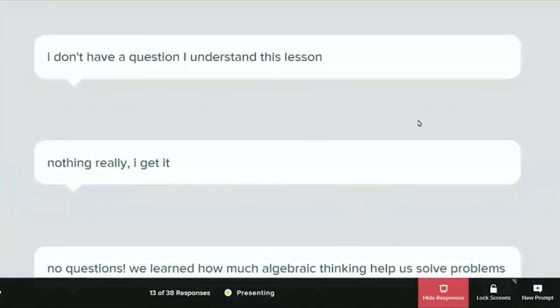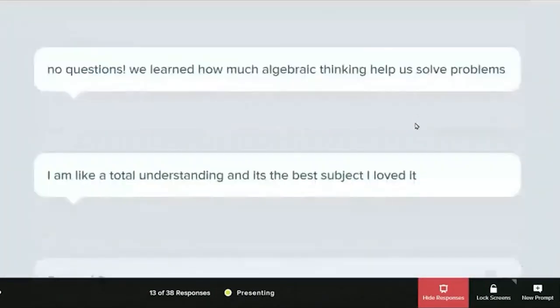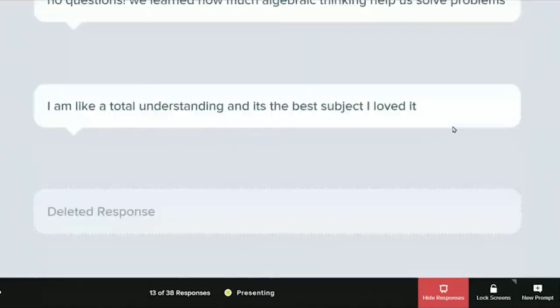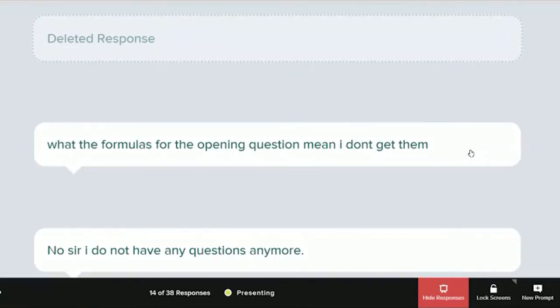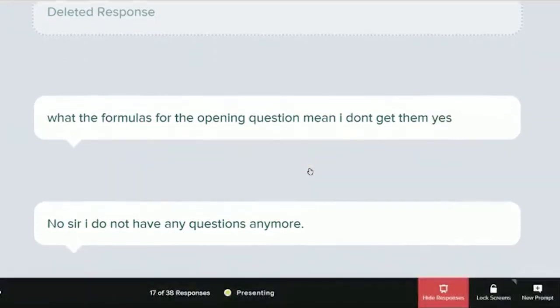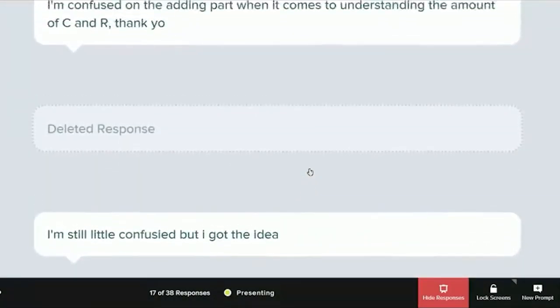I understand. Good. Nothing. I get it. Cool. No question. We learned how much algebraic thinking helps us solve problems. It's the best subject. Thank you so much. And what do the formulas for the opening question mean? I don't get them. Okay, you mean the C plus R equals 35? Keep on working, and one day you will get it. Once you get it, you will see a whole new world. I don't have any question. Good. A little confused, but I got the idea.